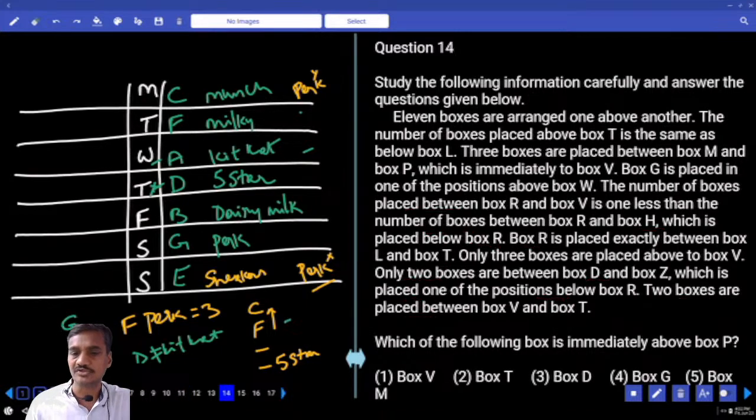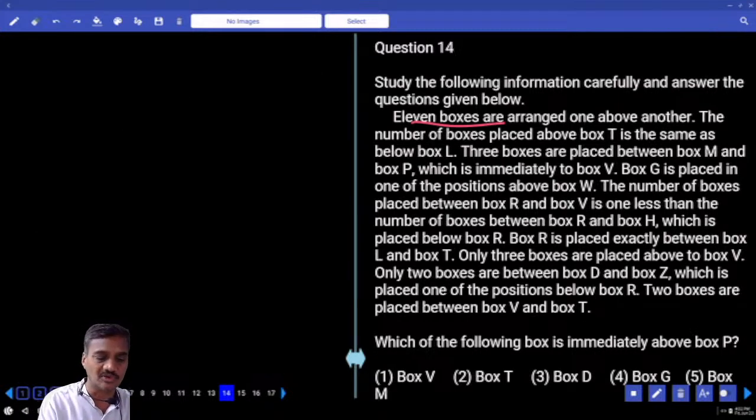In this 14 to 17, 11 boxes are there. The number of boxes is clearly given, so we can start from the beginning. 11 boxes are arranged one above another. The number of boxes placed above T is the same as below L. And 3 boxes between M and P. Between M and P, there must be exactly 3 boxes.